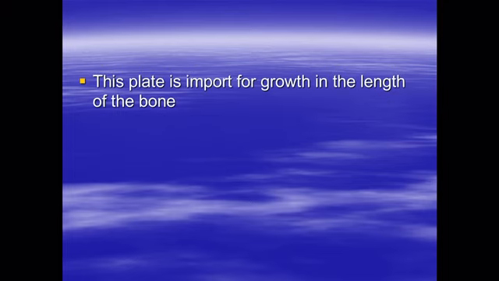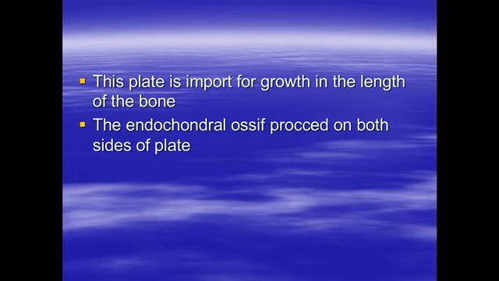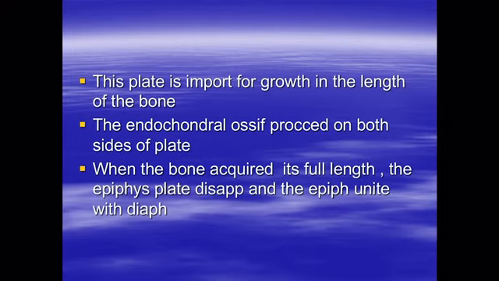This plate is important for growth in the length of the bone. The endochondral ossification proceeds on both sides of this plate. When the bone acquires its full length, the epiphyseal plate disappears, and the epiphysis unites with the diaphysis.